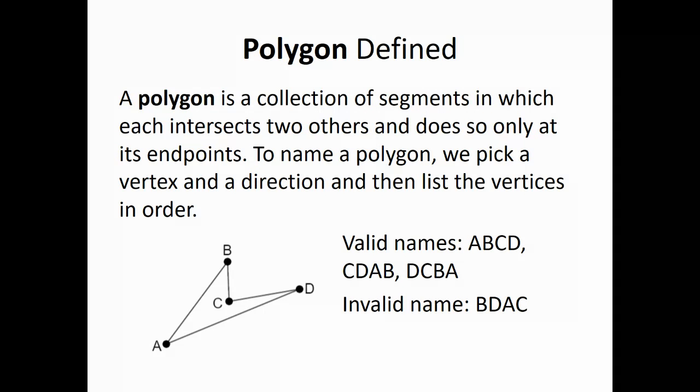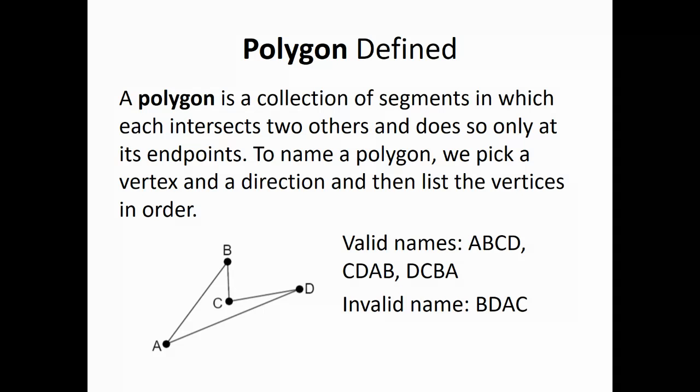Now, polygon. When we talk of polygons, we mean a collection of line segments arranged in a particular way. How are they arranged? Well, we make them join at their endpoints, and we make certain that each of those segments that together compose the polygon intersects two others and does so at its endpoints.